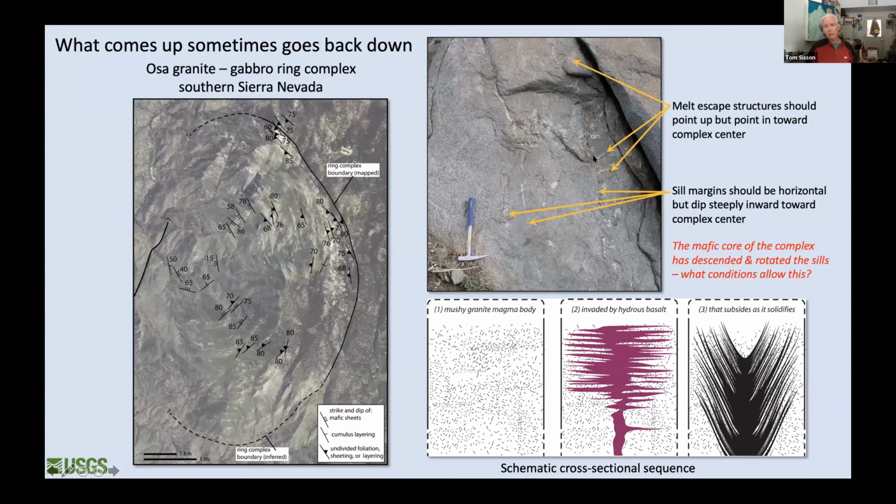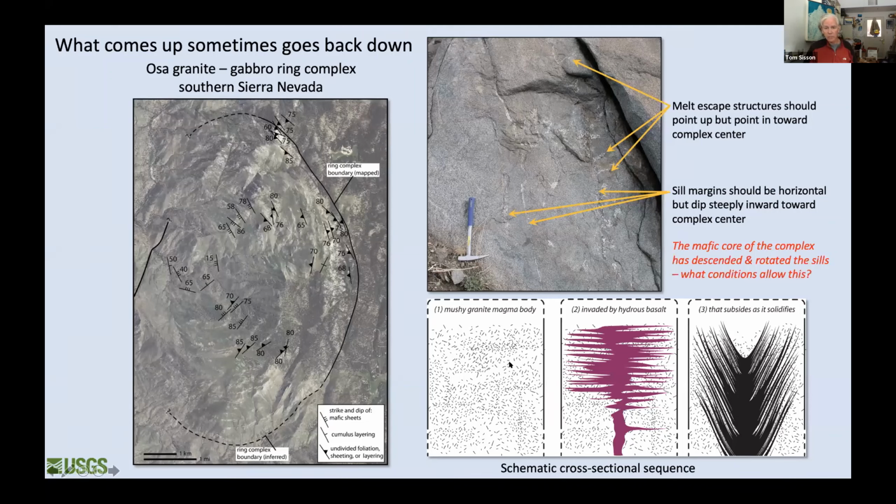So here are some of those magma escape structures, but they're not pointing up, they're pointing in towards the center of the intrusion. Here are the contacts of some of the sills. That's a sill contact there, there's a sill contact there, there's a sill contact there. They're not horizontal. They're also dipping in towards the interior of the intrusion. What that means is that these sills have been tilted.